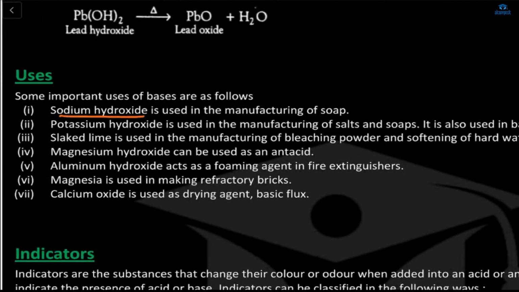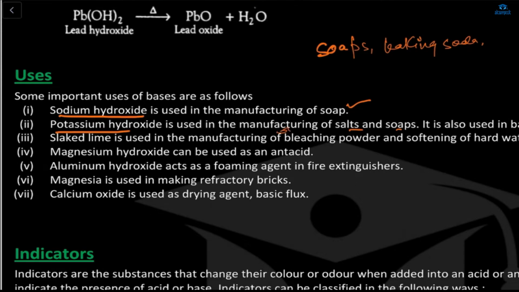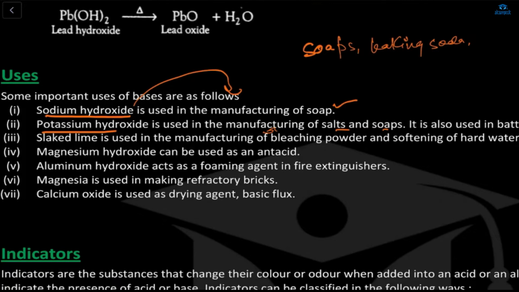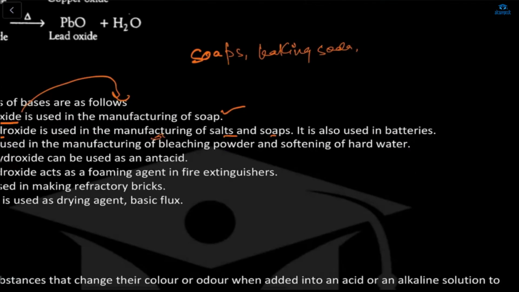Sodium hydroxide is used in the manufacturing of soap, because soap is an example of bases. Soaps, baking soda, and milk of magnesia also. Potassium hydroxide is used in the manufacturing of salts and soaps, and it is also used in batteries.